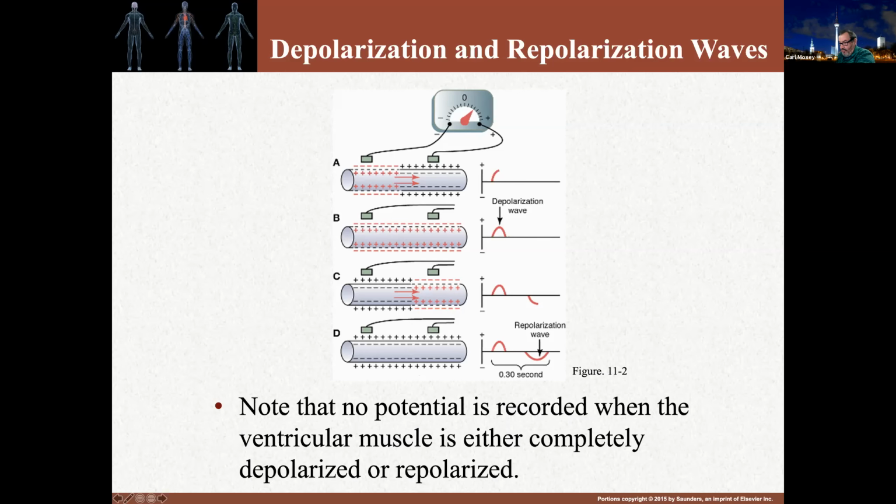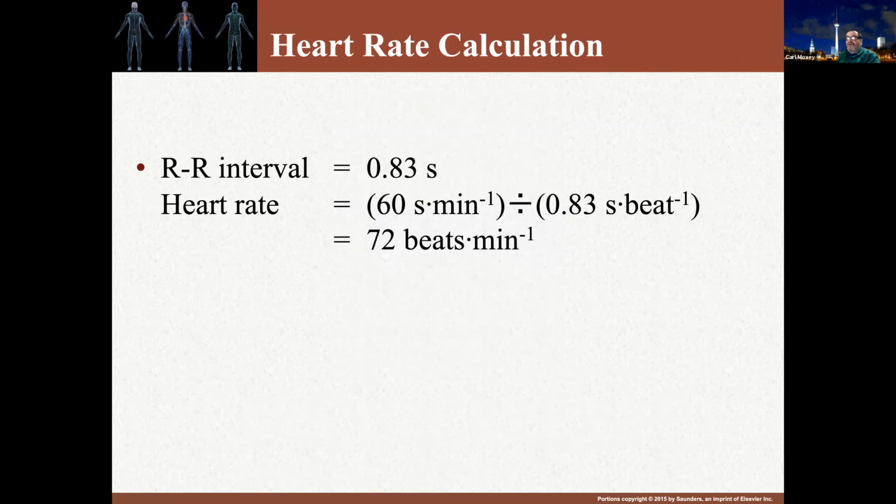It's baseline recording. We call that the isoelectric line. And here's how to calculate the heart rate using the reciprocal function. So we have an RR interval in this case of 0.83 seconds, 830 milliseconds. We take the heart rate to be equal to 60 seconds per minute divided by 0.83 seconds per beat. So seconds will cancel and beat comes up top because notice it's in the denominator here. And so that gives us 72 beats per minute.